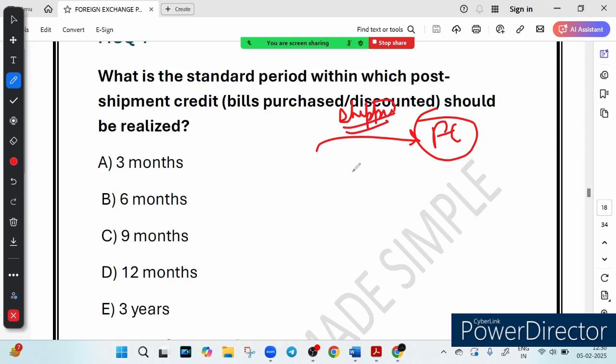If the customer has not paid by then, you will need to get special approval from the bank or RBI to continue the process, right? So remember it, this is the key point which we have learned, that the correct period for realizing post shipment credit is 9 months, right? So option C is the correct answer.